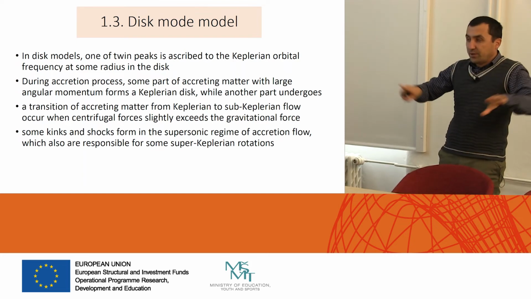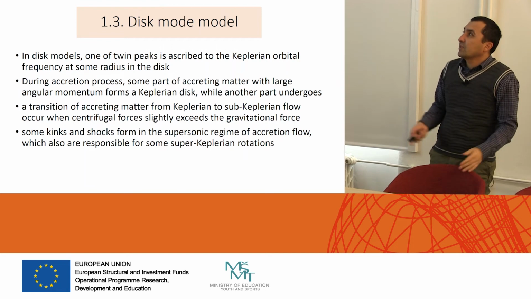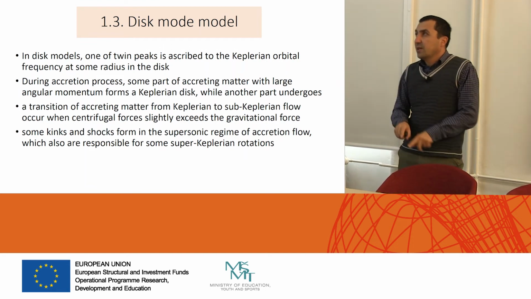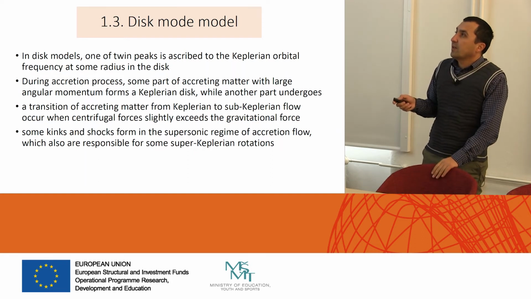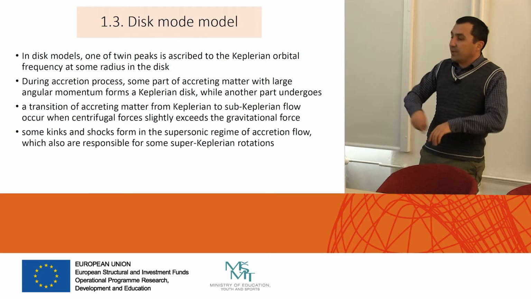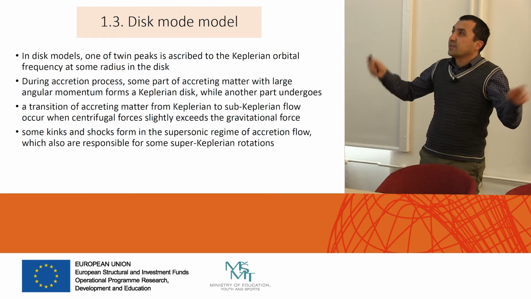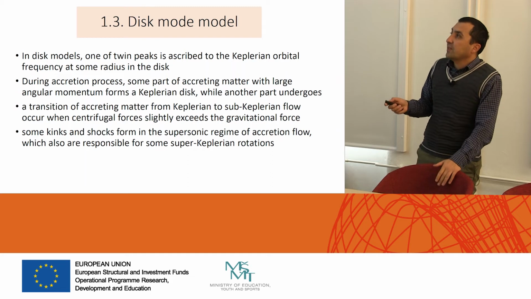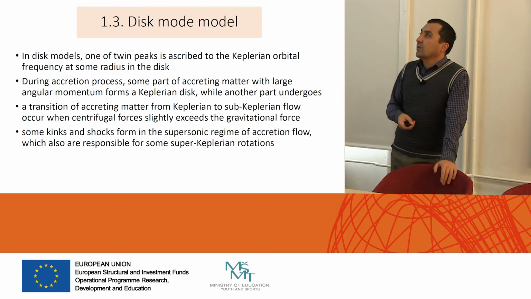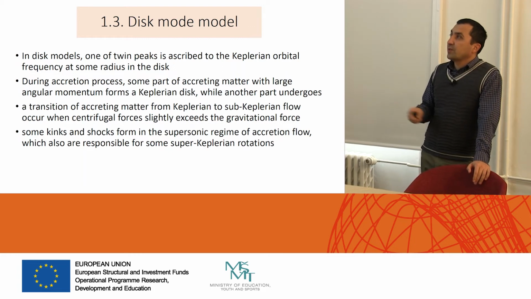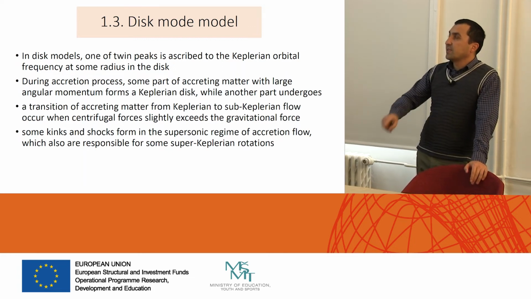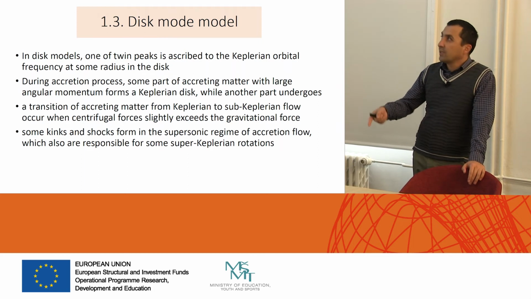During the accretion process, some part of the accretion disk mass with large angular momentum forms the Keplerian disk, while another part undergoes a transition of accretion matter from Keplerian to sub-Keplerian flow, which occurs when the centrifugal force slightly exceeds the gravitational force.